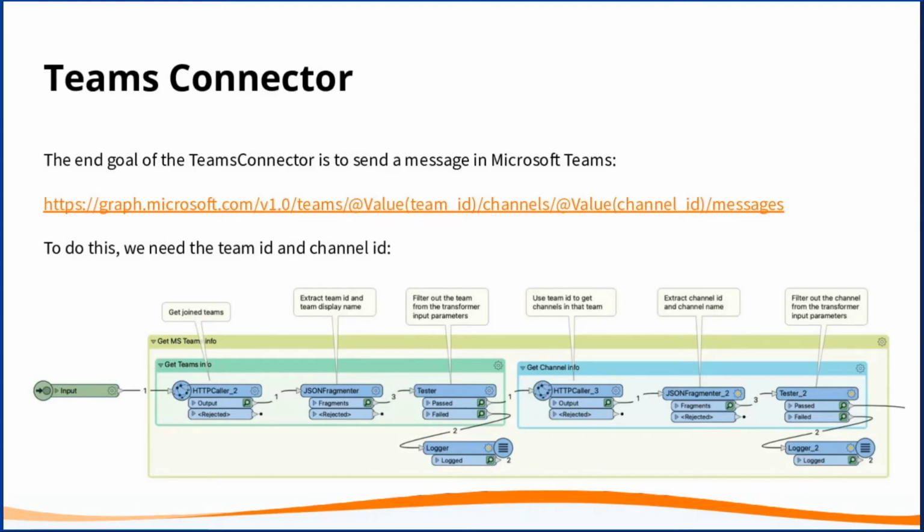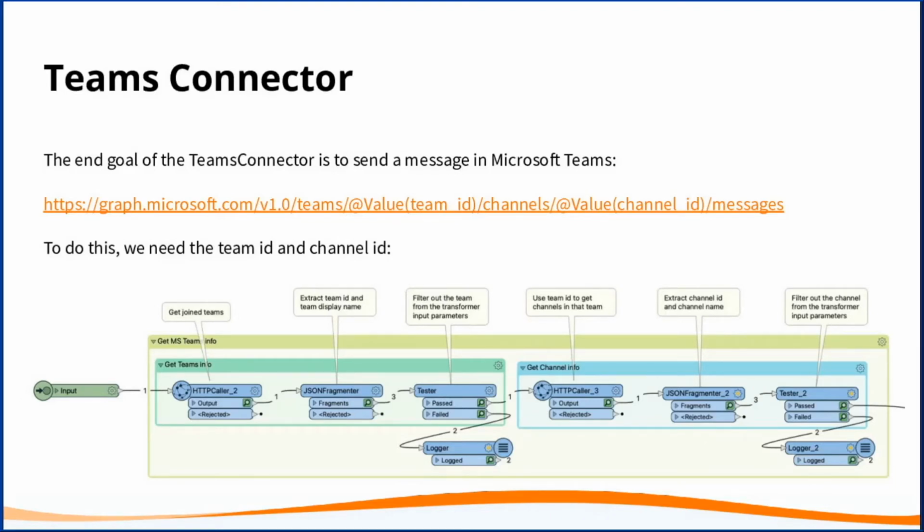If you ever look inside the Microsoft Teams connector, this is what you'll see. The green input is coming in from the custom transformer, depending on the parameters that someone chose. The first HTTP caller is just getting the information about Teams, getting a list of all of the joined teams that the user you've authenticated with has access to. That response is going to come back as JSON, so we have a JSON fragmenter connected to the HTTP caller just to extract the team ID that's returned from Microsoft and the team display name.